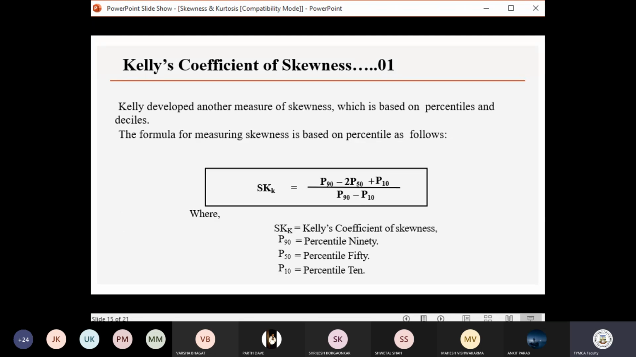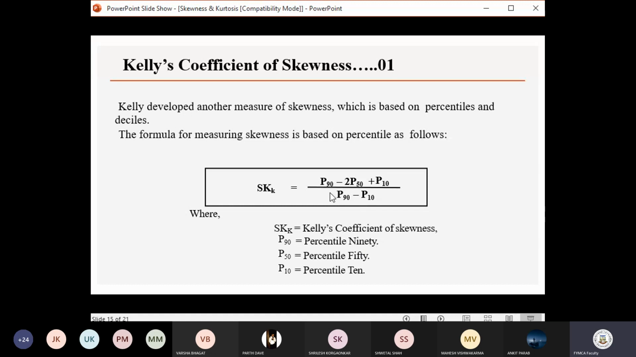So you can say that P90 and P10. Why are you using this P90? P90 can be converted to the decile also, D9. And P10 can be converted to D1, that is the first decile, and P50 can be converted to D5. D5 is nothing but the median.